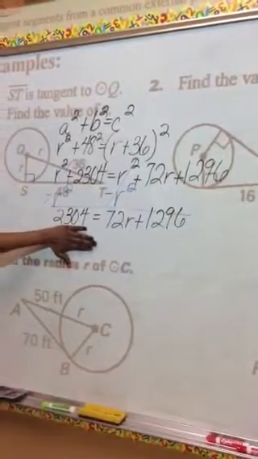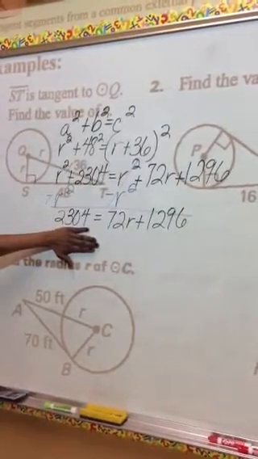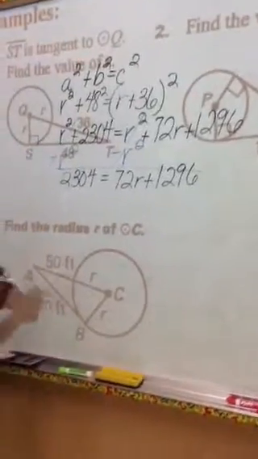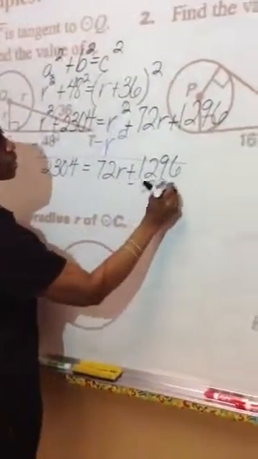Always look at the term that is on the side by itself. Don't move it. On the other side, do you see a term like it? You want to move that term. So I want to move the 1,296 by subtracting.